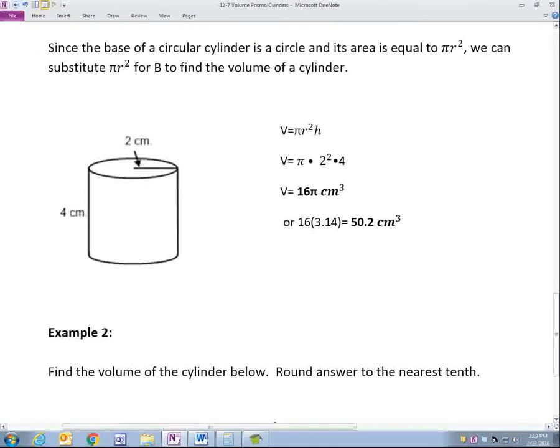Any questions on the triangular prism? Okay. Is that what we just did? Let me find my train of thought.